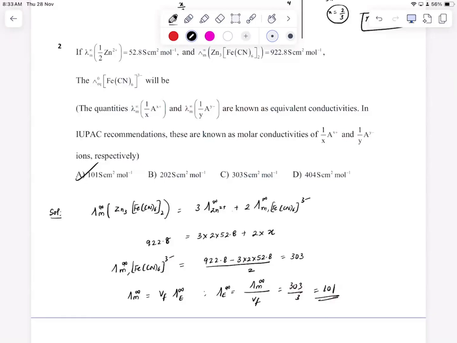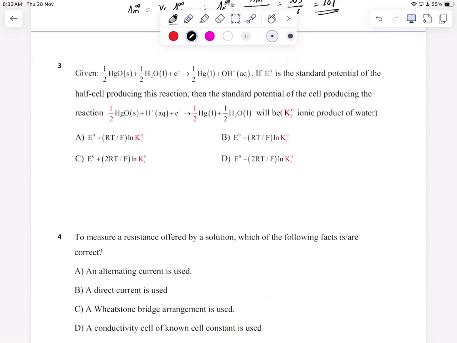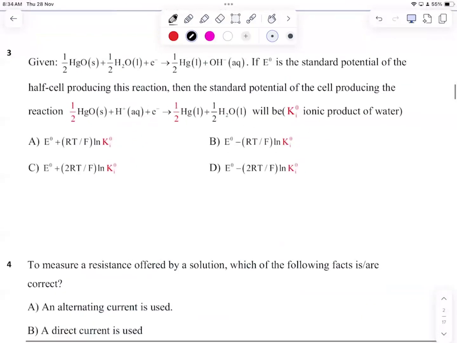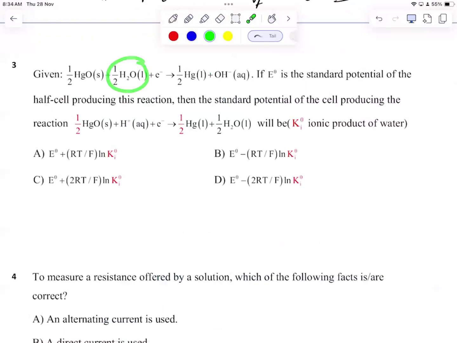So I suppose all of you got this. Right. Let us see the next question now. Let's read this question. Half of HgO plus half of H2O liquid plus an electron is giving this one. If E naught is a standard potential for half cell producing this reaction, then the standard potential for the cell producing this reaction to half of this plus half of H2O liquid will be how much? Ki is the ionic product of water.